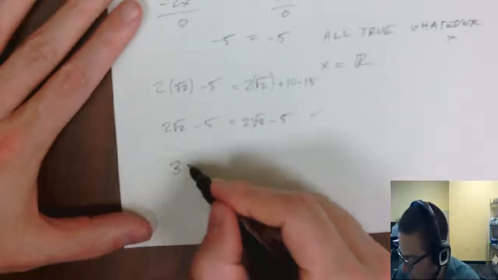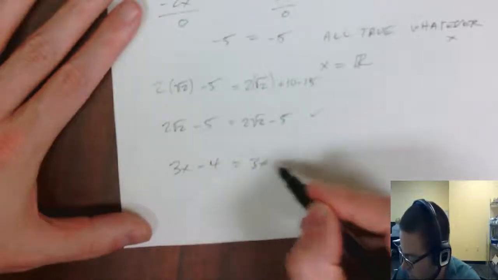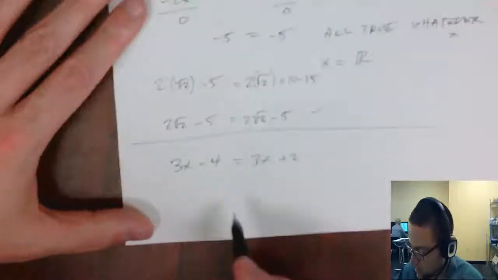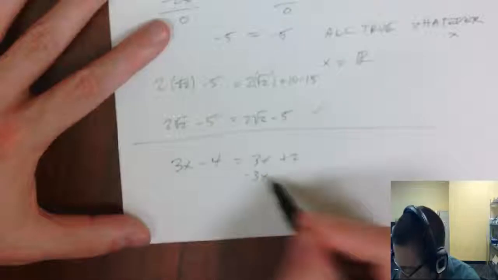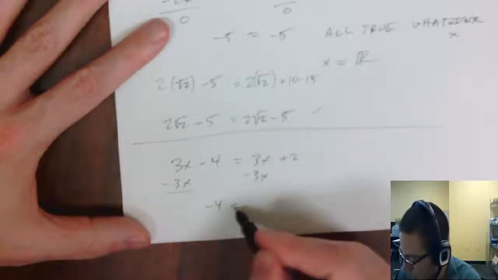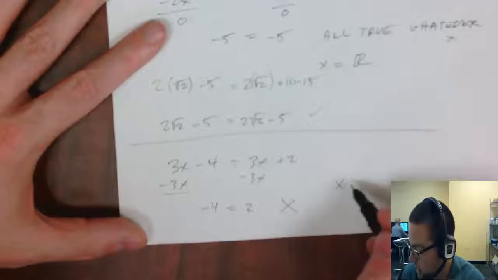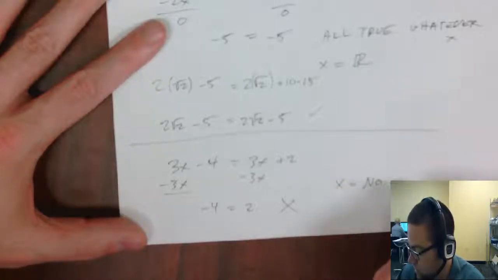So the last type would be something that is never true. So you can recognize those. So how about 3x minus 4 equals 3x plus 2? So I know that this is never going to be true because when I cancel out my 3x's, all the x's go away. So this is 0 x's and 0 x's. So I get negative 4 is equal to 2, which is not true, right? So this is not true. So x is no solution.